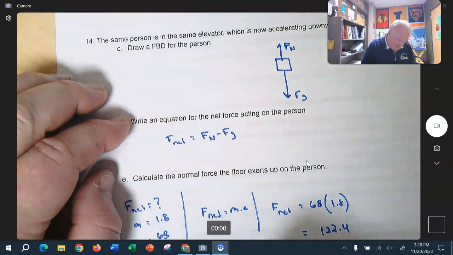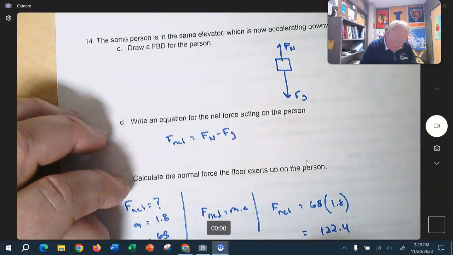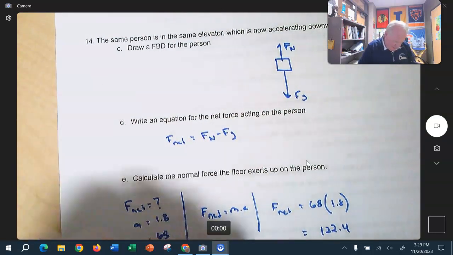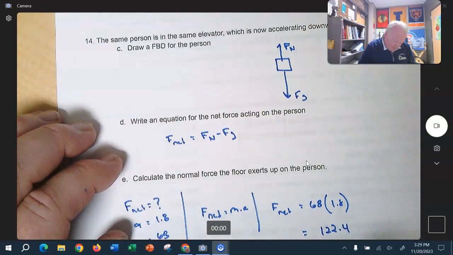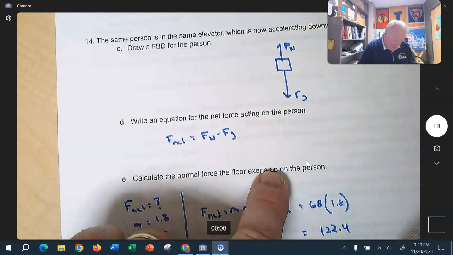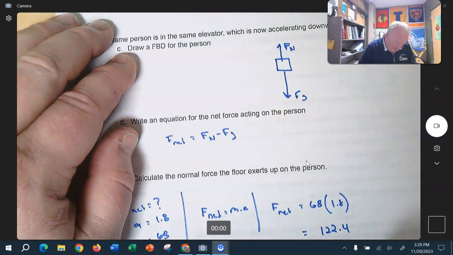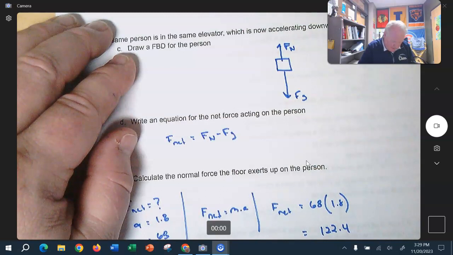But what's the equation for F net? Well, we said F net is equal to the normal force minus the force of gravity. And so 122.4 is equal to what? Well, the force normal, which is what we don't know, minus the force of gravity. Well, the force of gravity is way up here, 666.4. And so we can solve for the force normal.